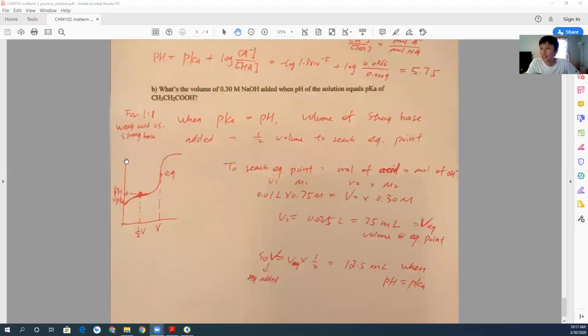Remember that when we look at this acid-base titration curve between the weak acid and the strong base, the equivalence point is here. Halfway to the equivalence point, the pH is actually equal to pKa, because when it's halfway to the equivalence point, you have a 1-to-1 ratio between this conjugate base and the acid.